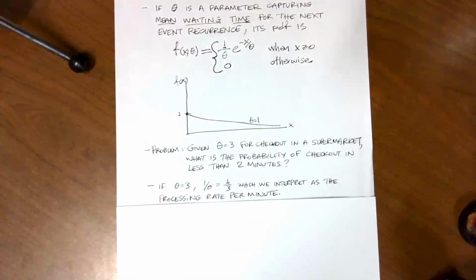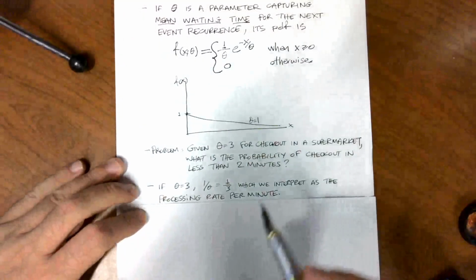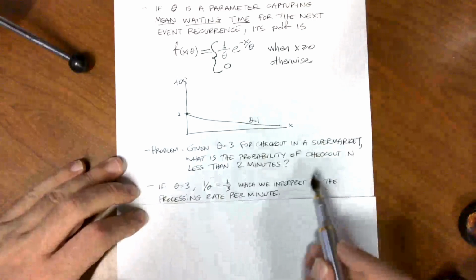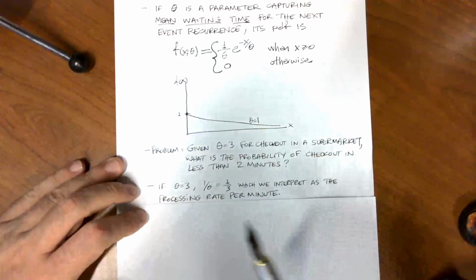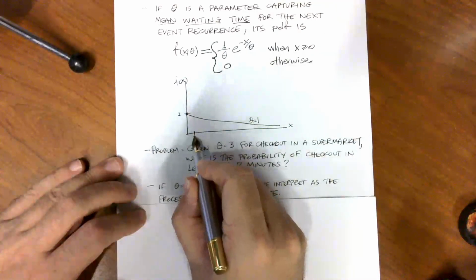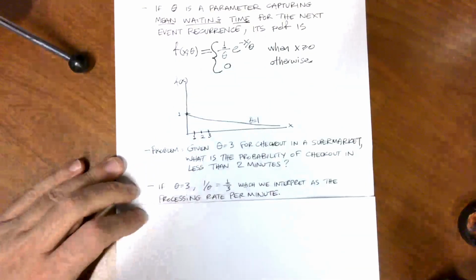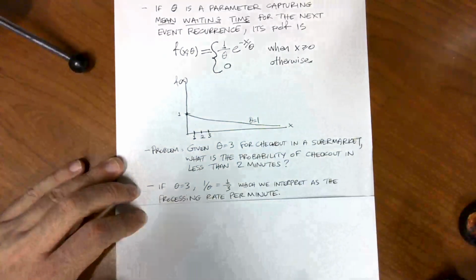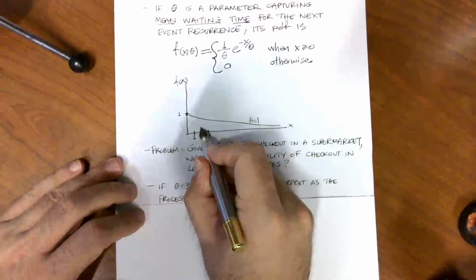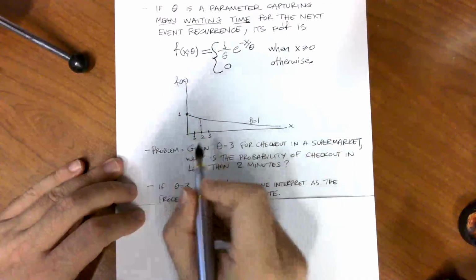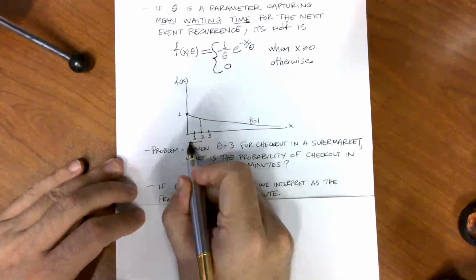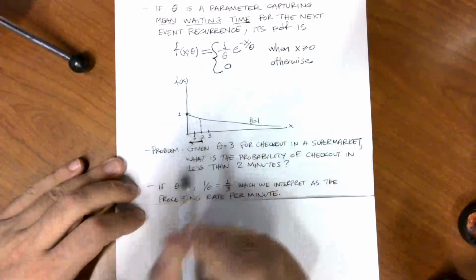Can you extract some sense of a probability for this example? What would that probability look like? So given that theta is 3, you could ask the question: what would be the probability of checking out in less than 2 minutes? In this axis, essentially, you would say this is 1 minute, this is 2 minutes, 3 minutes, and you can go on and continue this axis. So essentially, you would ask, what is the probability that you're going to be in this space, getting out in less than 2 minutes?